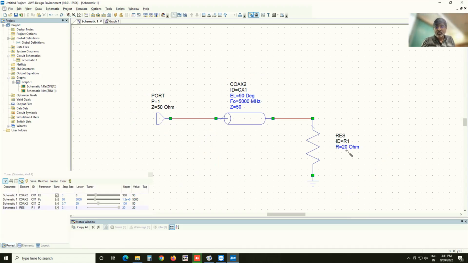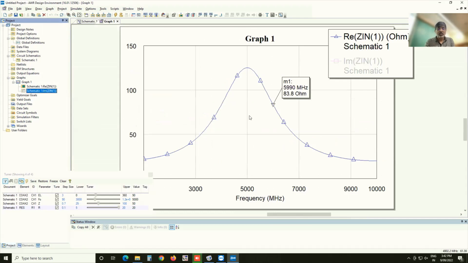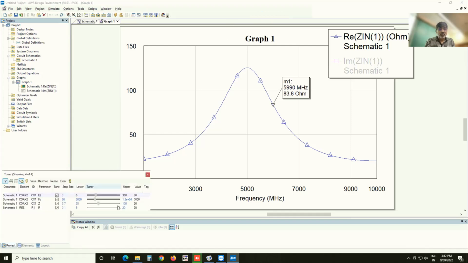So let's keep 20 here, and 50 here. We know it's going to happen at 5 gigahertz. Let's disable the imaginary part for the time being, because we know it's always going to be 0 at that point. We now want this peak value to be equal to 50 ohms. The only thing we have control over now is the characteristic impedance of the transmission line itself. So I'll have to increase the range here.